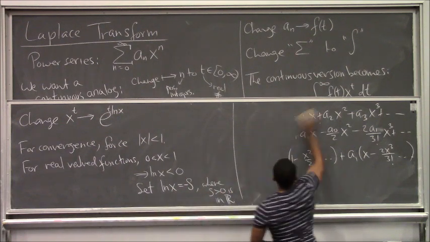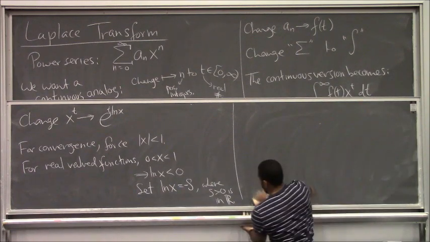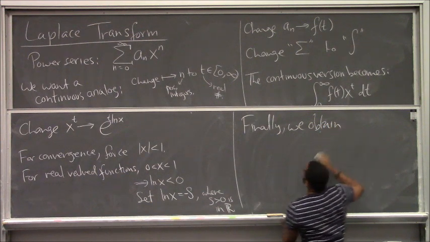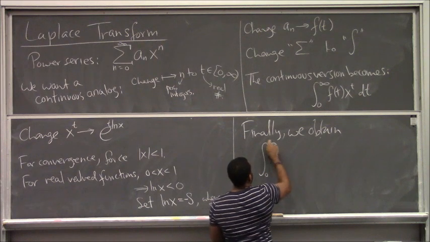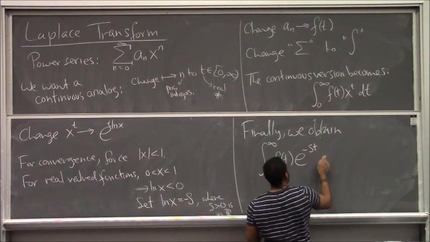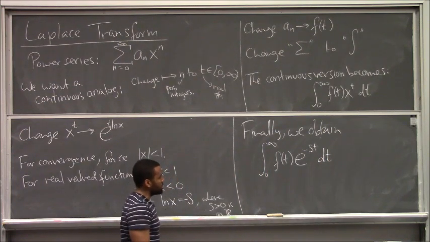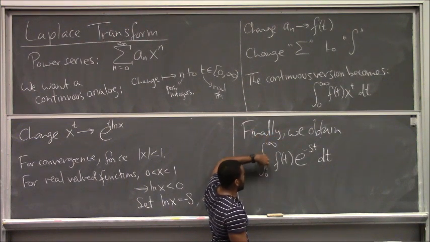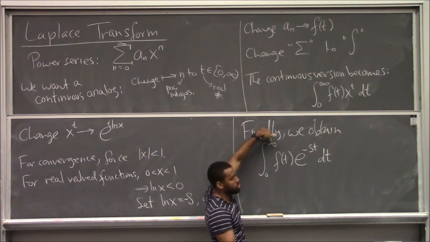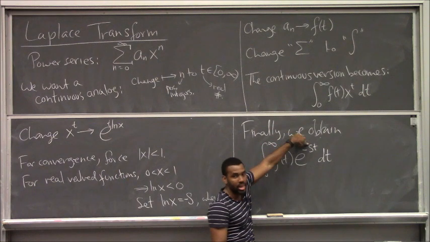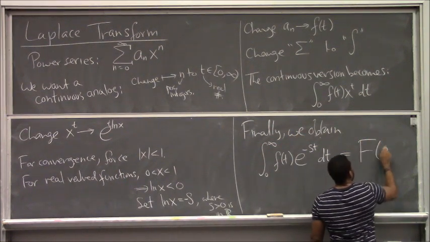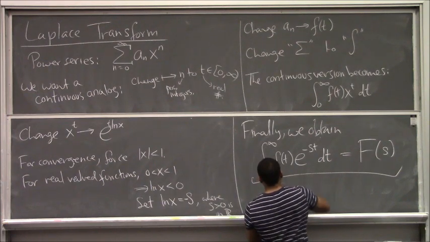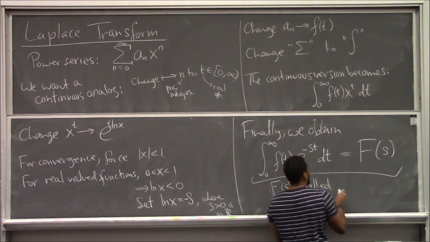And finally, we obtain the integral from 0 to infinity of f of t times e to the minus st dt. When you actually do this integral, however you have to do it depending on what f is, these limits are plugged in for t, taking the limit as n approaches infinity. But ultimately, your answer is going to have a variable s in it. So this will give you some function of s. And this is called the Laplace transform of the small function. So F of s is called the Laplace transform.